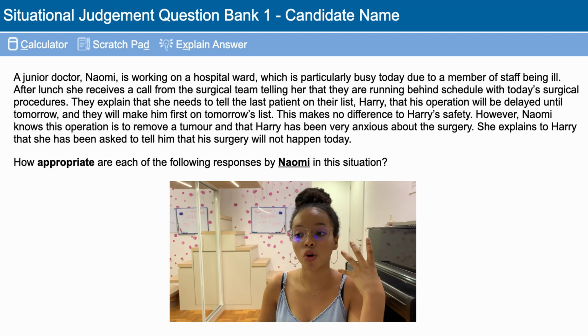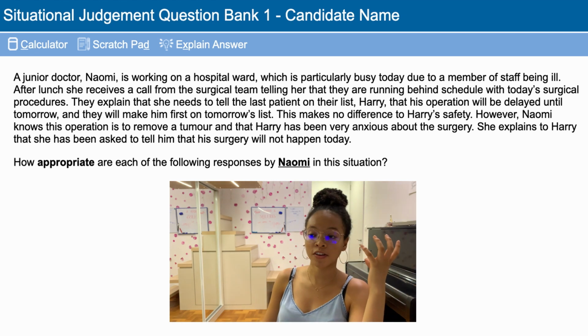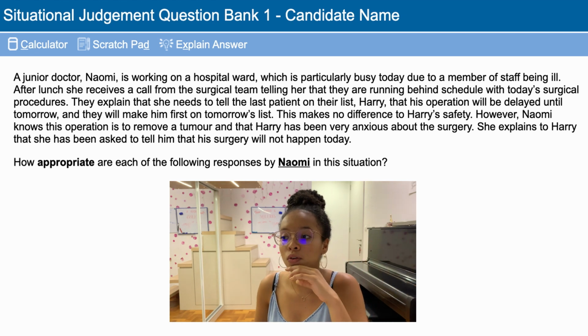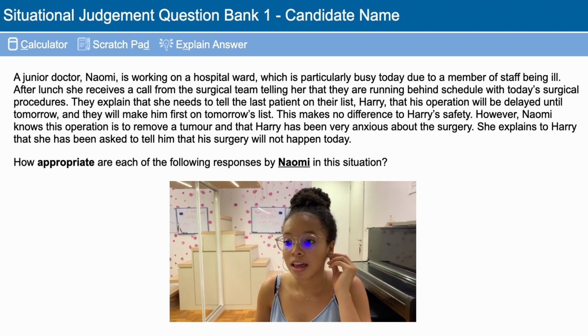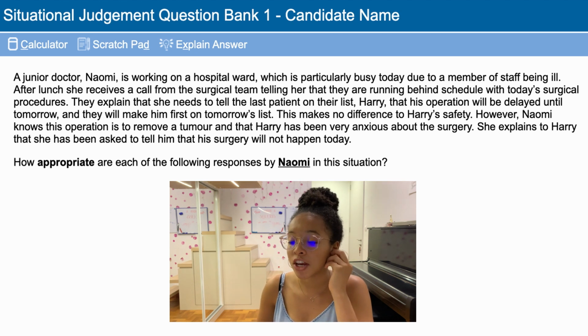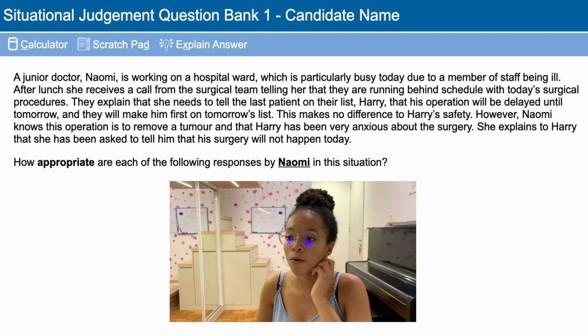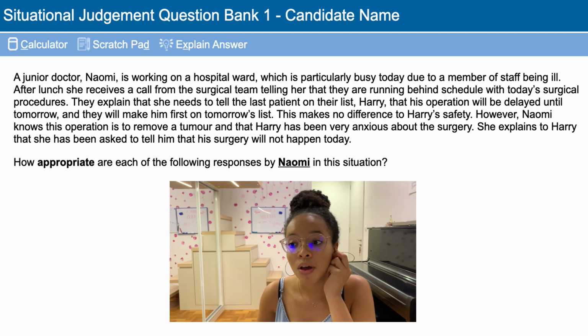A junior doctor, Naomi, is working on a hospital ward which is particularly busy today due to a member of staff being ill. After lunch, she receives a call from the surgical team telling her that they are running behind schedule with today's surgical procedures. They explain that she needs to tell the last patient on their list, Harry, that his operation will be delayed until tomorrow and they will make him first on tomorrow's list.